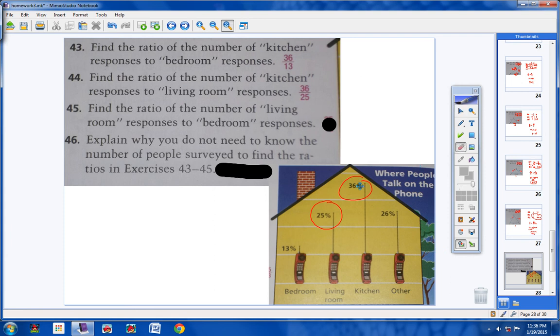Alright, number 45. Living room to bedroom. So living room to bedroom, 25 to 13.